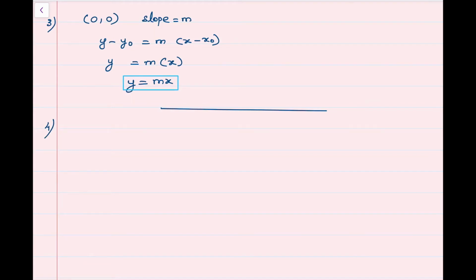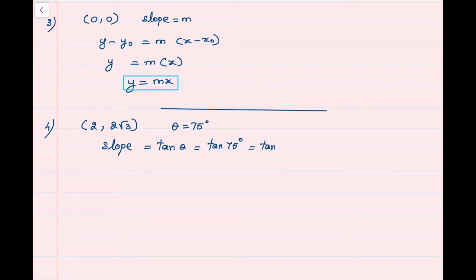Question 4. Passing through (2, 2 root 3) and inclined with the x-axis at an angle 75 degrees. So, here slope is not directly given. The angle which the line makes with the x-axis is given. We can find the slope. We know that slope is tan theta when angle is given. Tan 75 degrees.